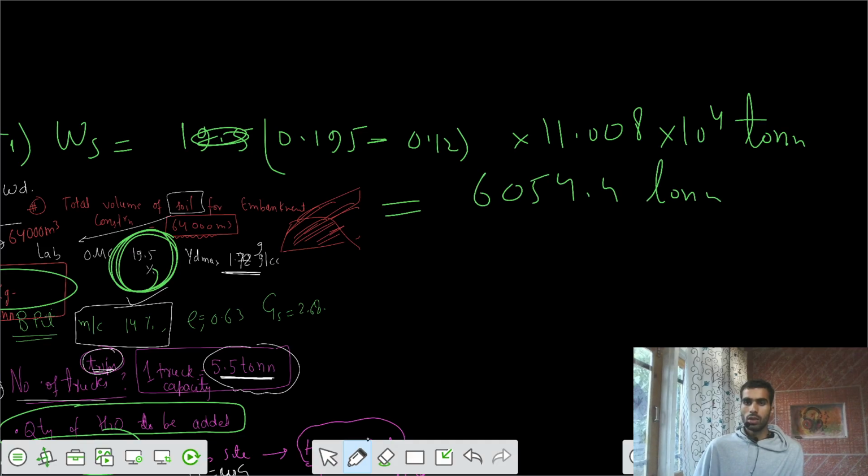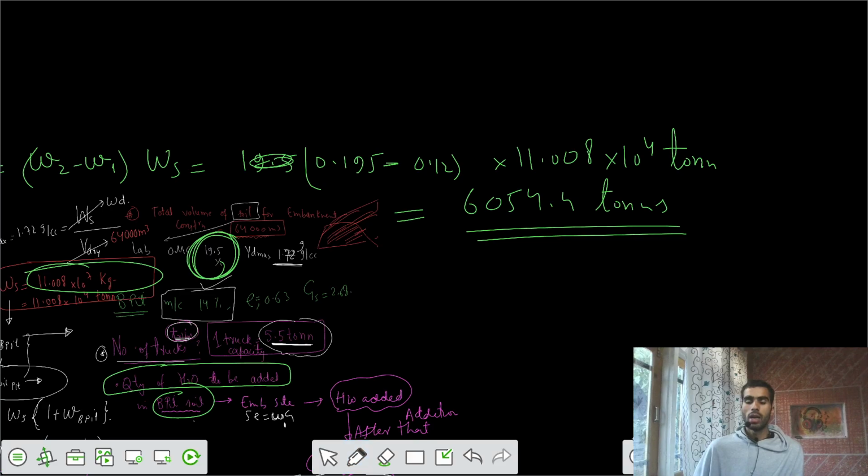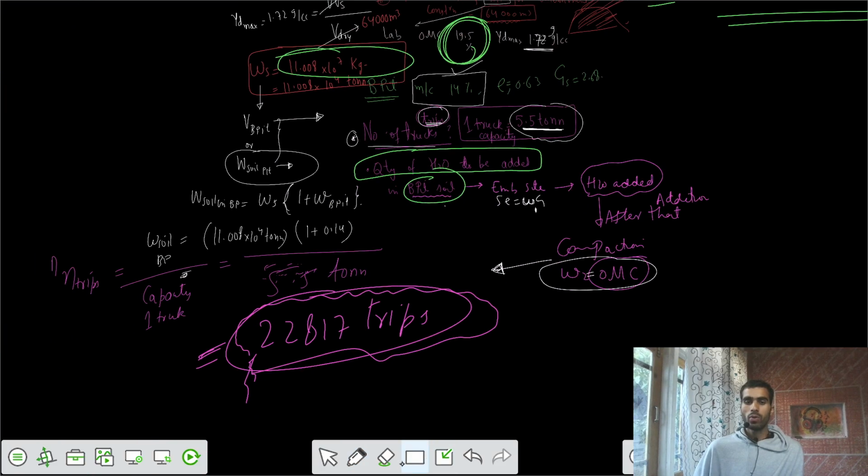6054.4 tons. This much amount of water I have to add. So that's all about the compaction of the soil.